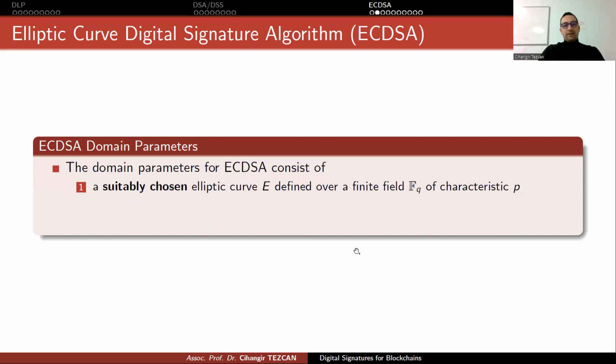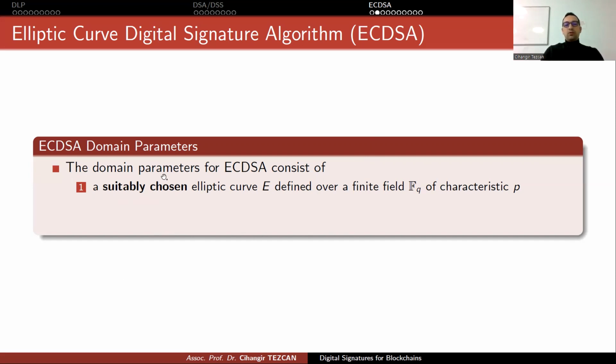So let's start the same way we did with the digital signature algorithm. Recall that there we started with choosing domain parameters. Here, our domain parameters are different because now we need to agree on an elliptic curve and the fields and so on. So the domain parameters for ECDSA consist of a suitably chosen elliptic curve E defined over a finite field F_q of characteristic p.